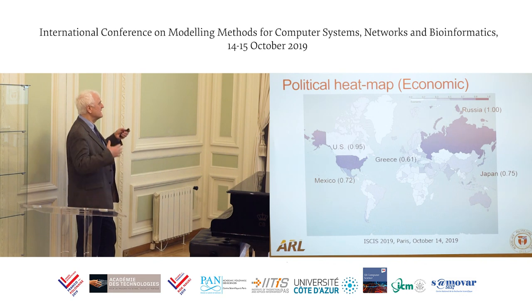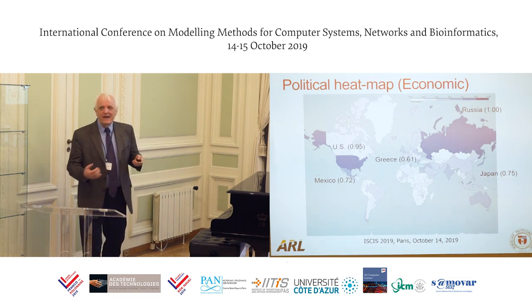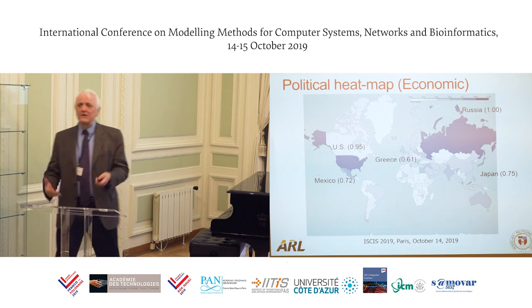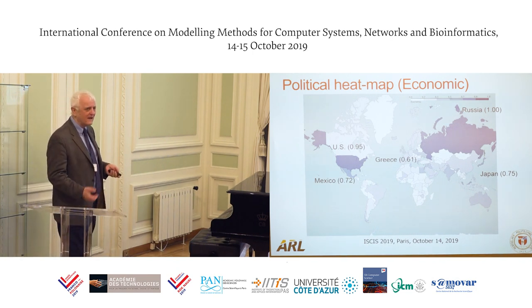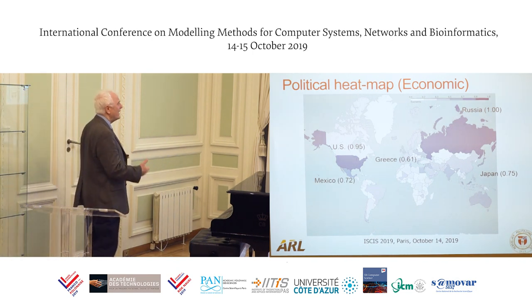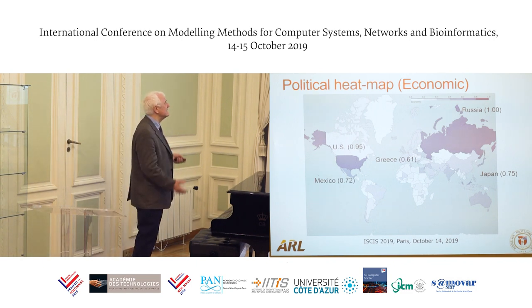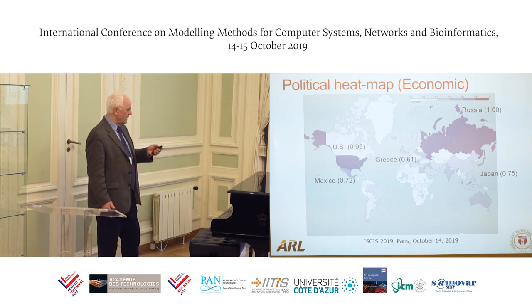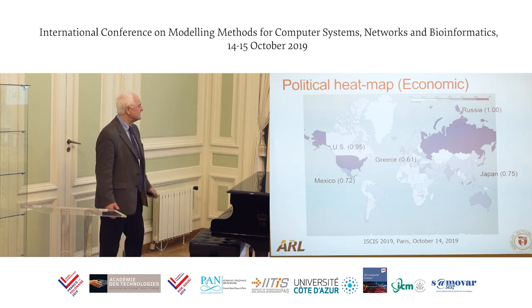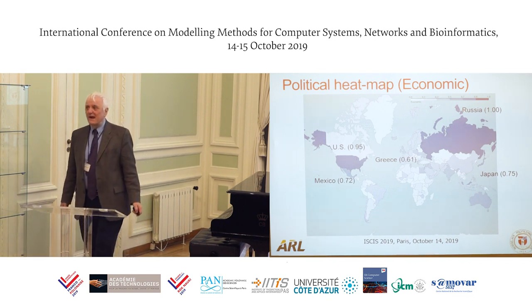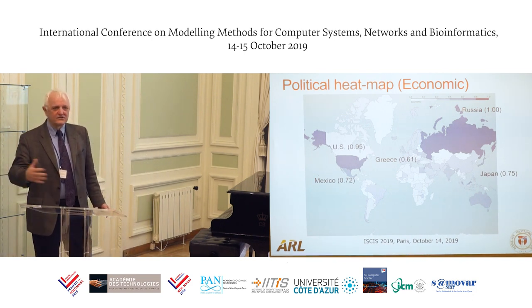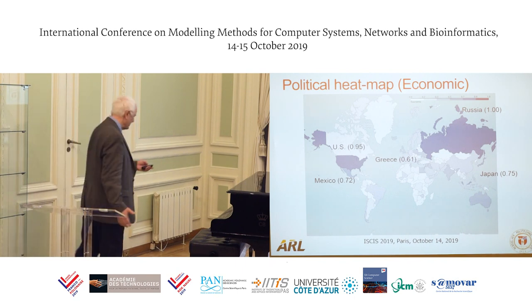And then if you look at counting, and then normalizing by taking the count plus one and dividing by max count plus one, we get where is the highest level of events. For example, economy, it was Russia and US, which were 1.095. Next was Japan, 75, Mexico, 72, and Greece, 61. So the most developed countries and the countries on the verge are the ones most affected.